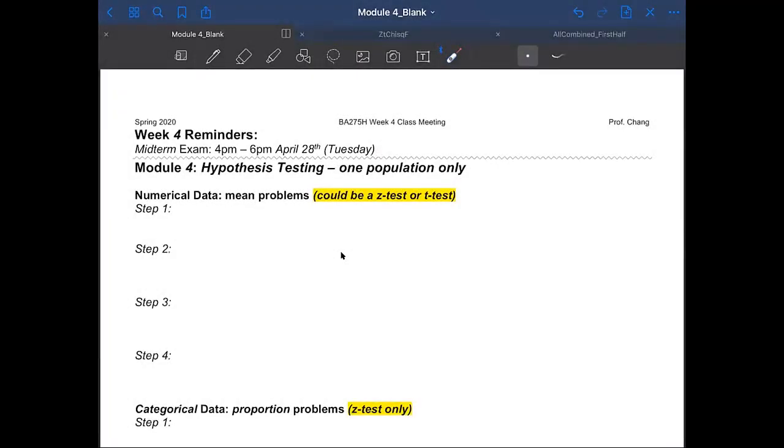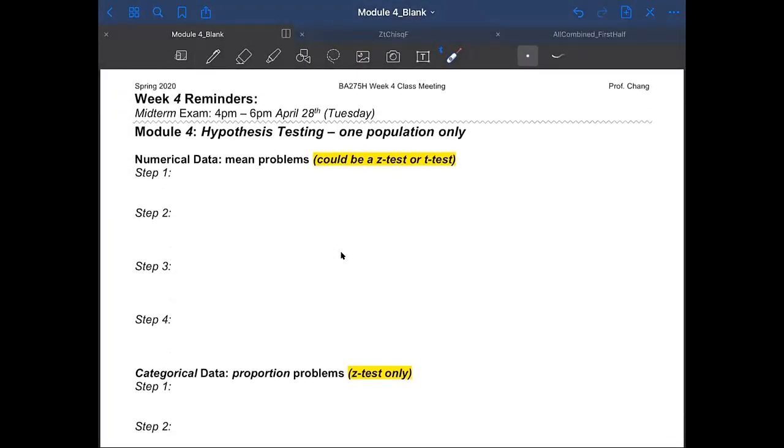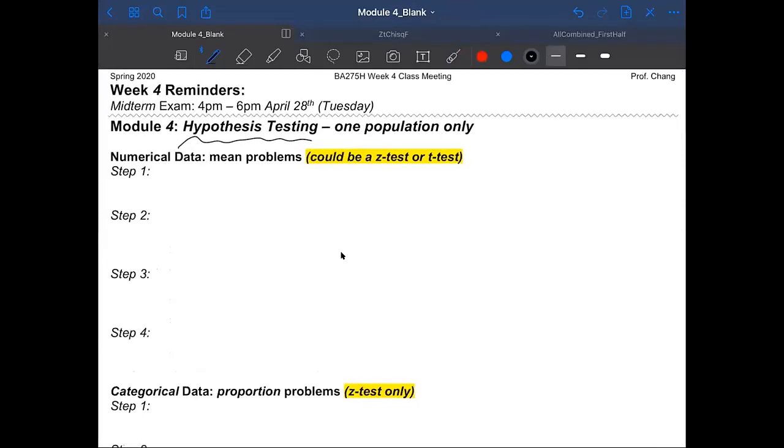Okay, so what we want to talk about today is hypothesis testing. Hypothesis testing is different. It's another topic. It's actually a comparison, I would say, versus the confidence interval estimation we talked about last week. So there are two different topics: hypothesis testing versus confidence interval.